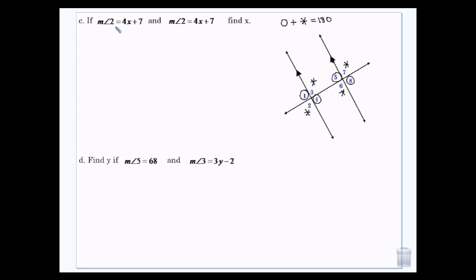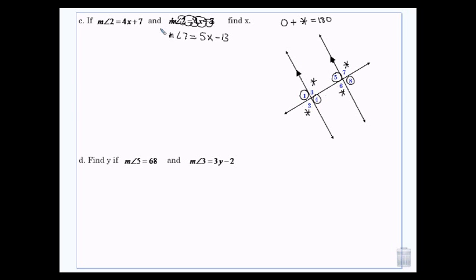So I have a typo. The measure of angle 2 equals 4x plus 7 and the measure of angle 2 equals 4x plus 7. Well, of course it does. Oops, minus 13. Okay, so 2 is 4x plus 7 and 7 is 5x minus 13. Well, what do I know about 2 and 7?